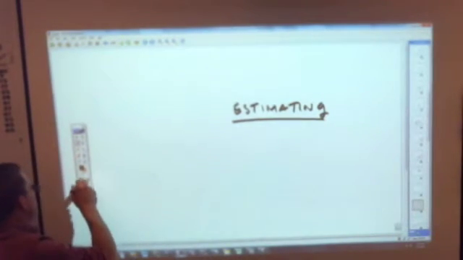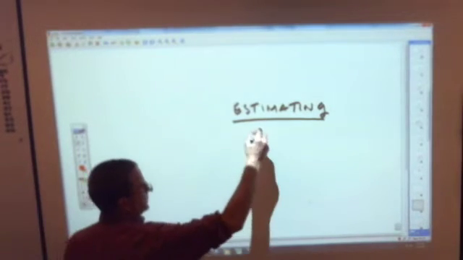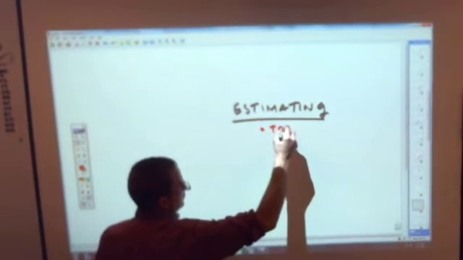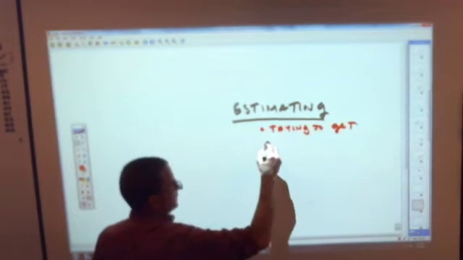And under estimating, what is estimating? Why do we use it? What is it good for? That's a good one too. Okay, estimating is basically this. You are trying to get close to the actual answer.